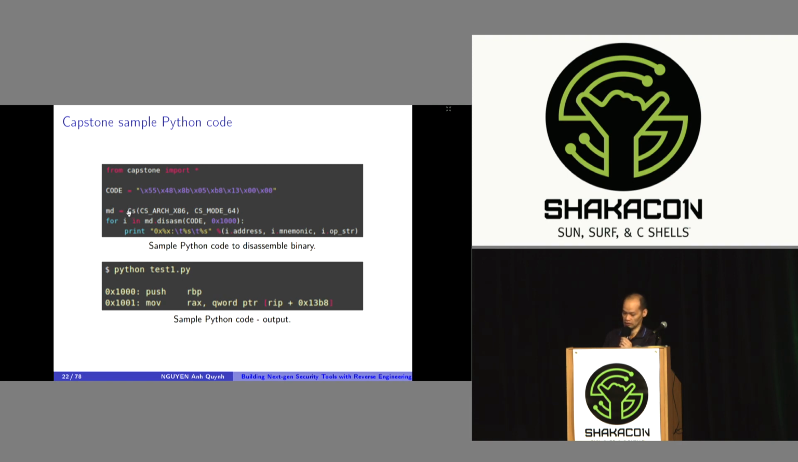And then you initialize a Python object. On this slide, you can see that I want to disassemble Intel 64-bit code, right? After this, I disassemble the code, and I pass to this method first the code here, and then the offset of the first instruction. Then I have a loop to print out the address of every instruction, the instruction's name, and after that, the operands of the instruction. And you can see at the bottom is the output of the program.